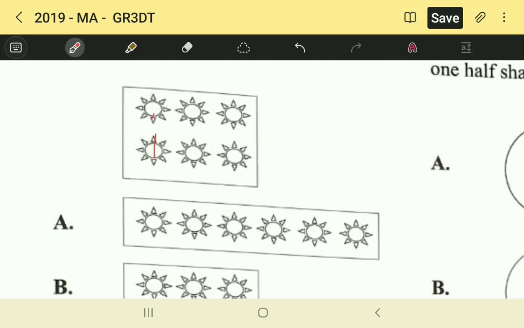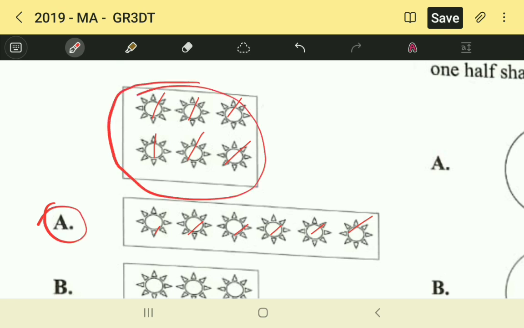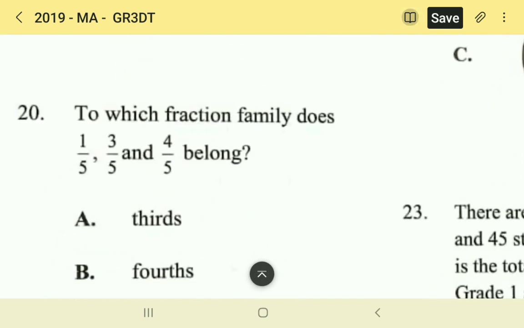All right, so 1, 2, 3, 4, 5, 6. So which one has 6? It's A. 1, 2, 3, 4, 5, 6. So A is equivalent to this set. Same number of members. Number 20.